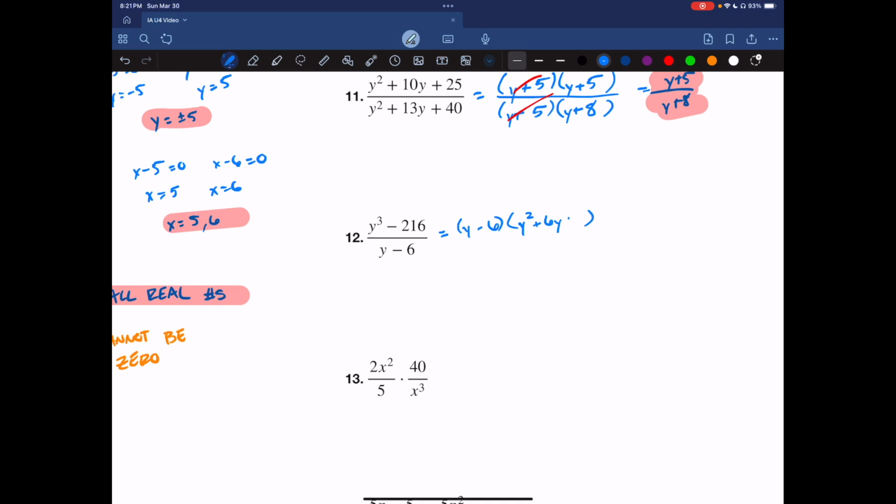That's going to be plus because you square your last term. And when you square, it's always positive. It's going to be plus 36. I have y minus 6 on the bottom, so these two are going to fall out. And that trinomial is what's left, and that's my answer.